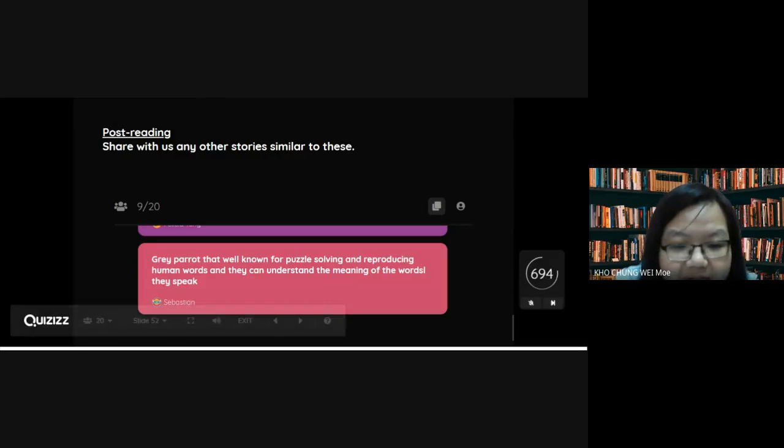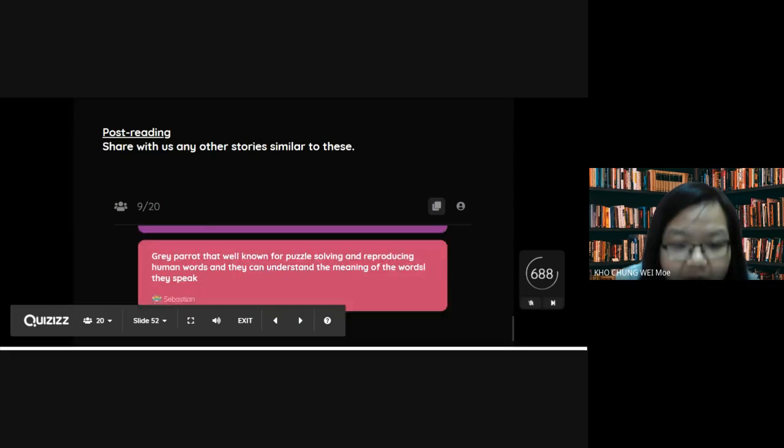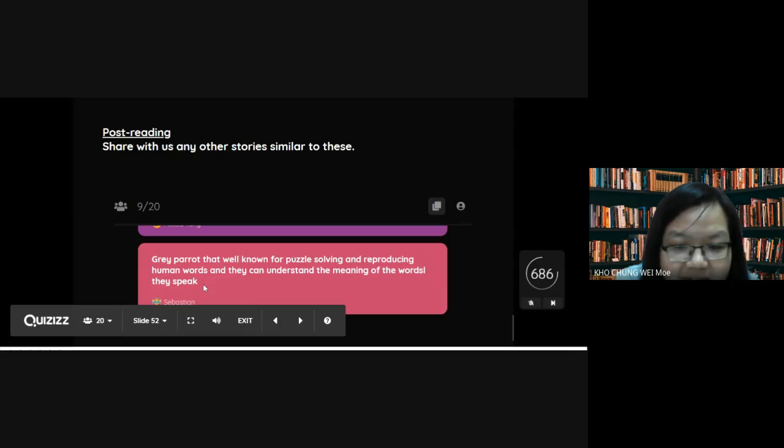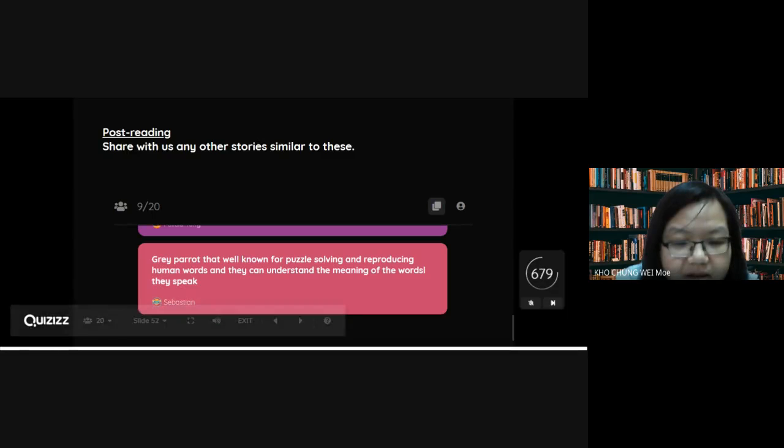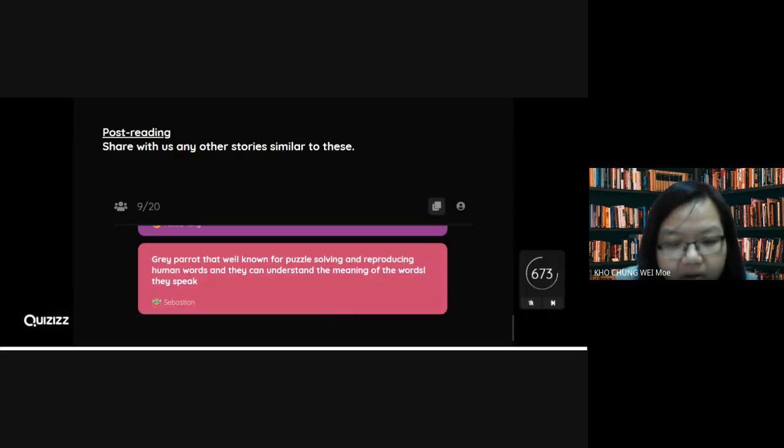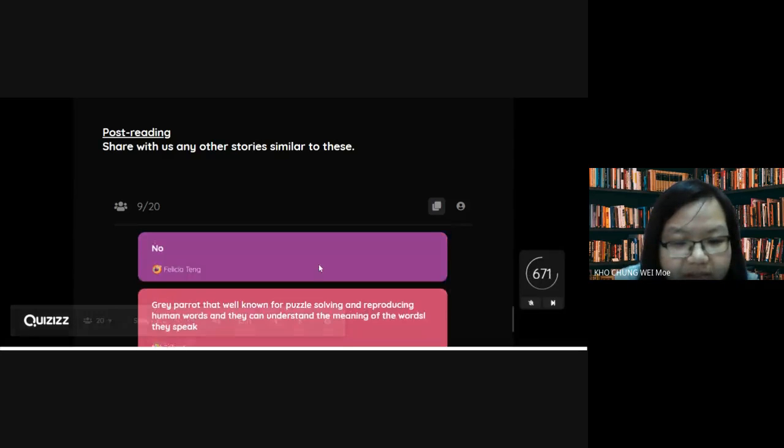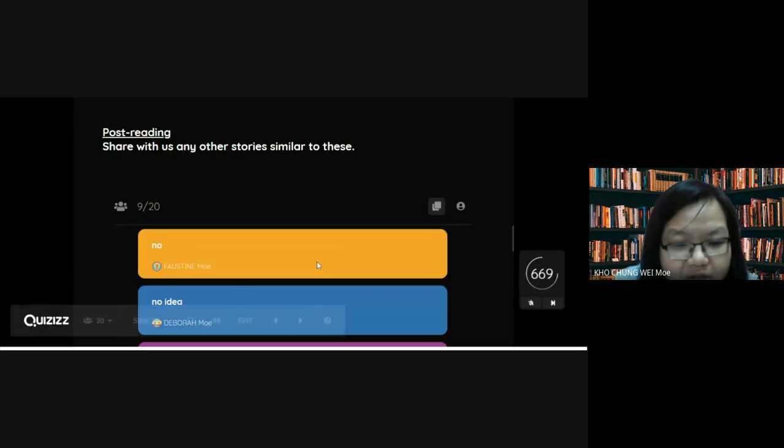Rare parrots that are well known for puzzle solving and producing human words, and they can understand the meaning of the words they speak. Right, very good, Sebastian. I think you found the facts here. That's right, gray parrots are intelligent. They are known for solving puzzles and reproducing human words, and they understand the meaning of the words. Okay, that's good, Sebastian. Anyone else has any stories to share?